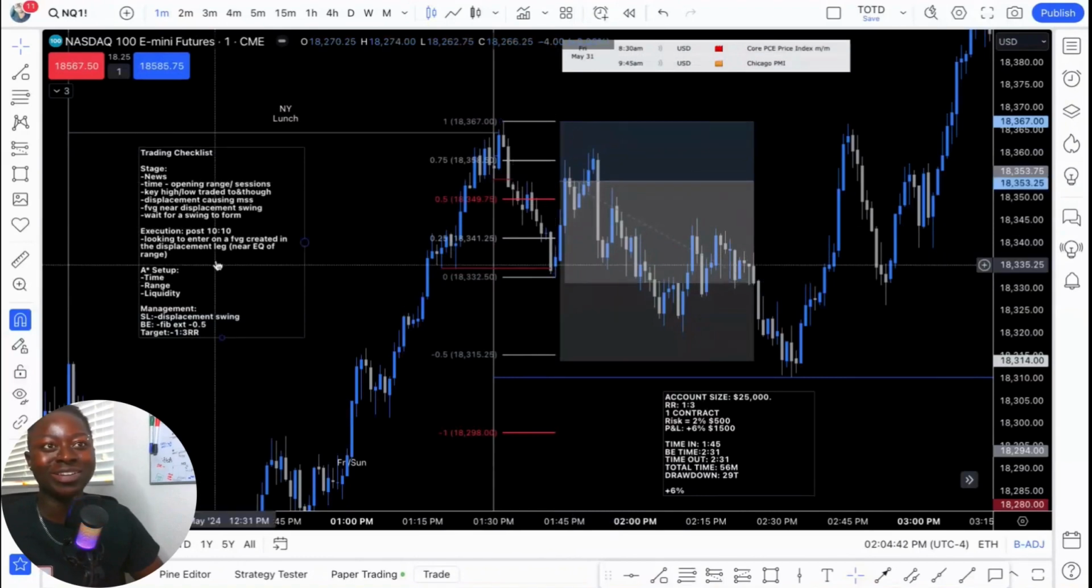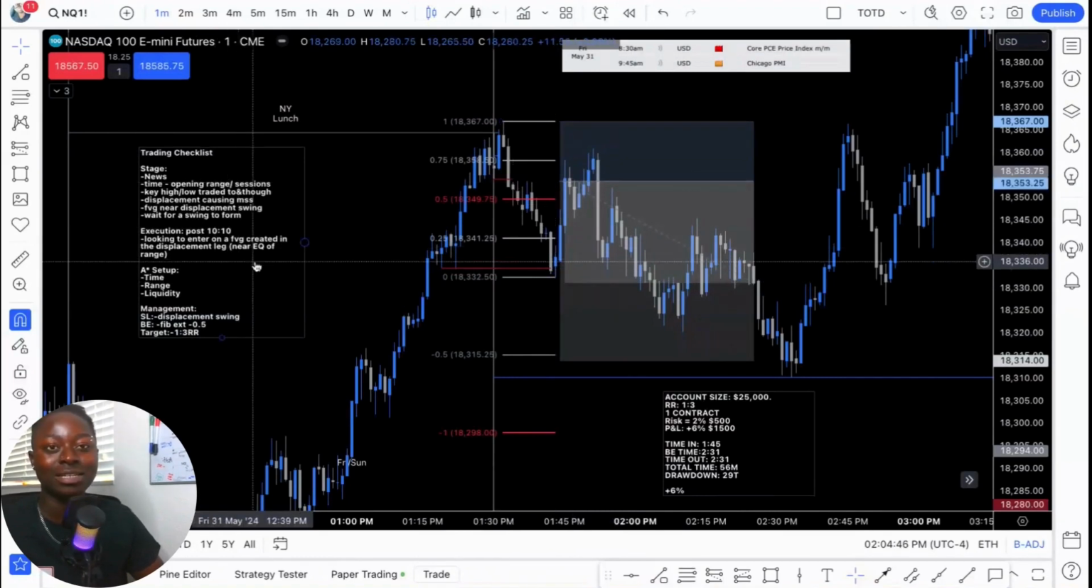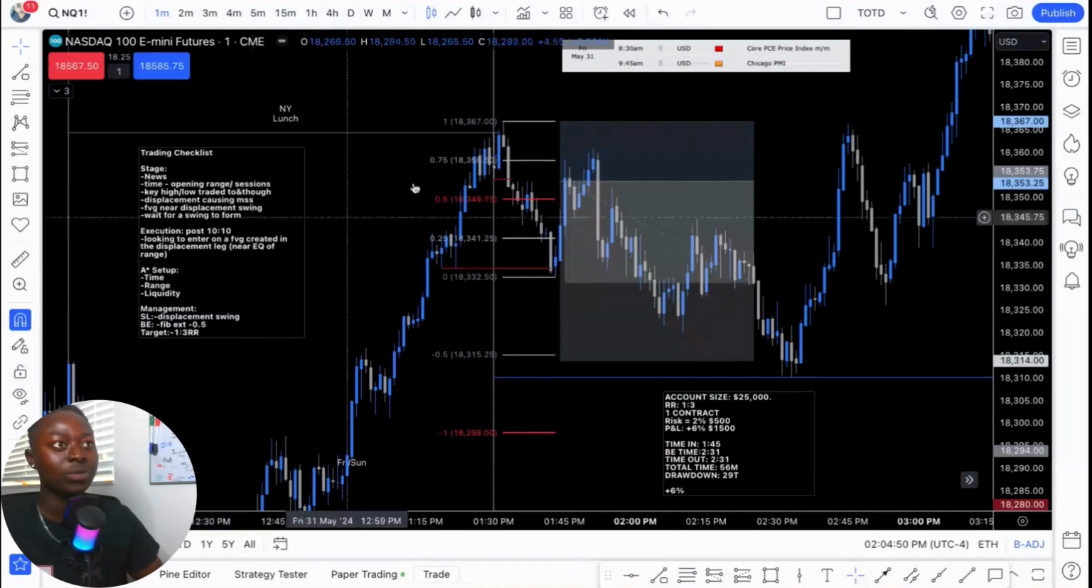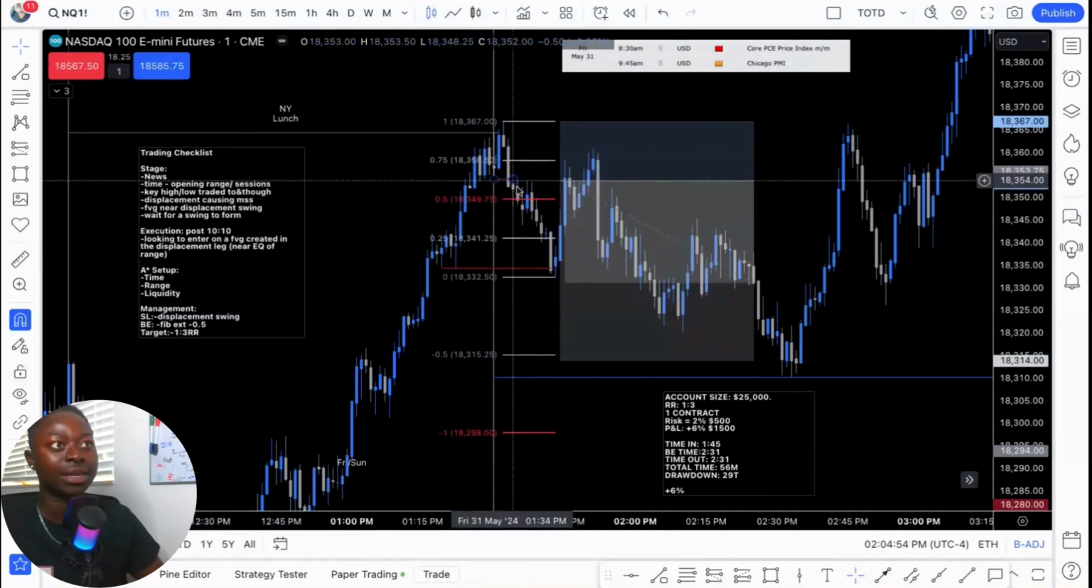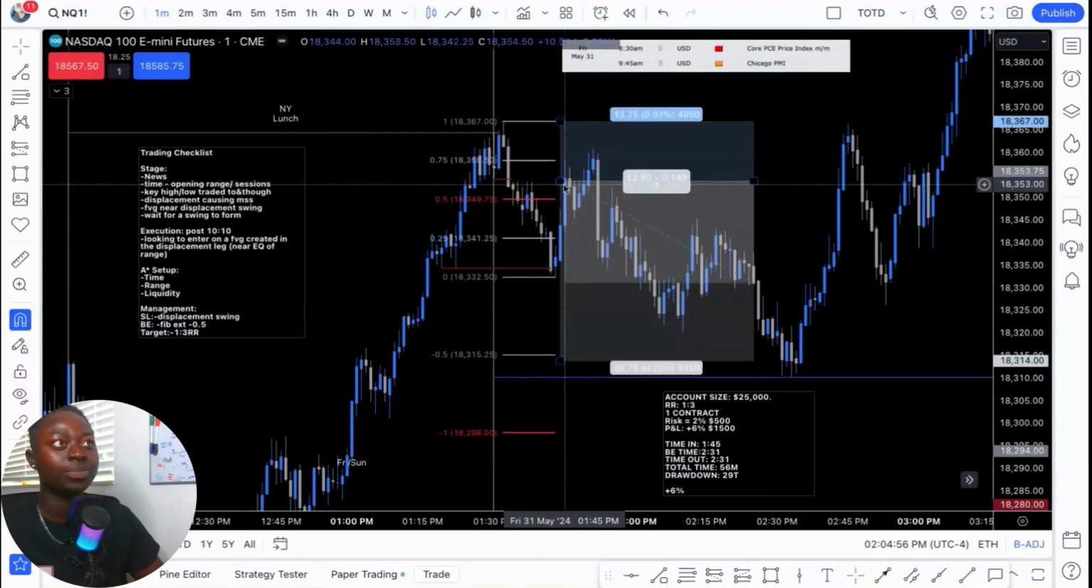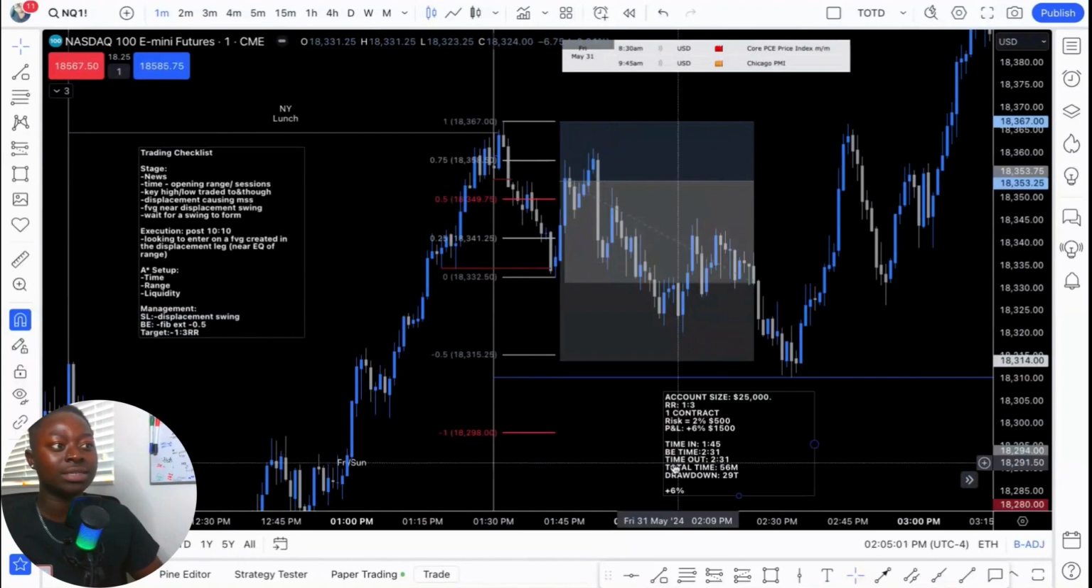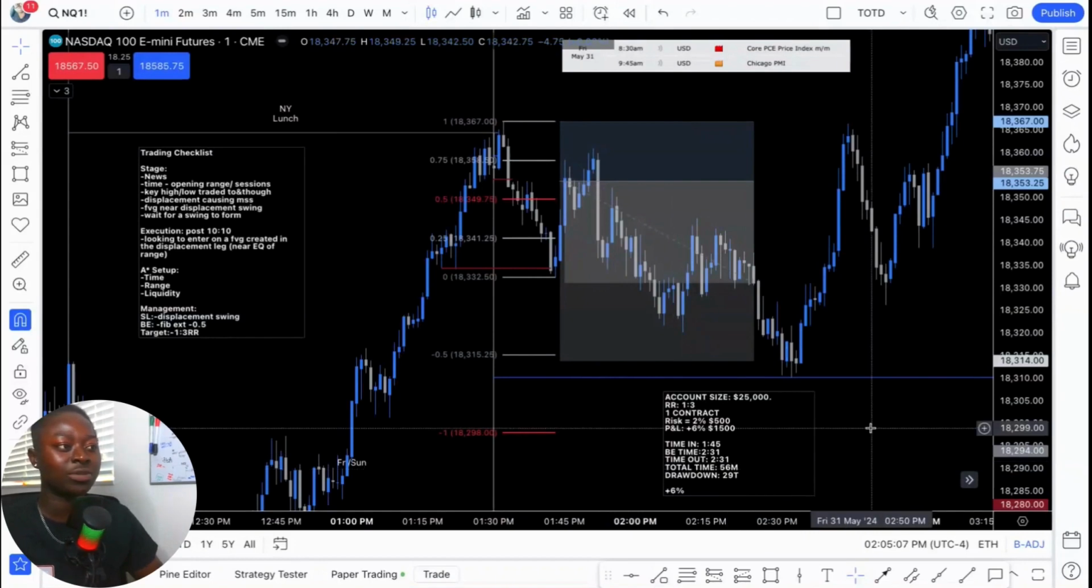For execution, we're looking to enter on a fair value gap created in the displacement leg that caused the market structure shift at or near the 50%. We had the fair value gap CB right here near the 50%. You would have been tagged in this trade at 1:45, breaking even at 2:31, taking out that trade at the same time as the break even, 2:31, for a total time of 56 minutes. Drawdown in this trade was 29 ticks for a 6% bagged and tagged.